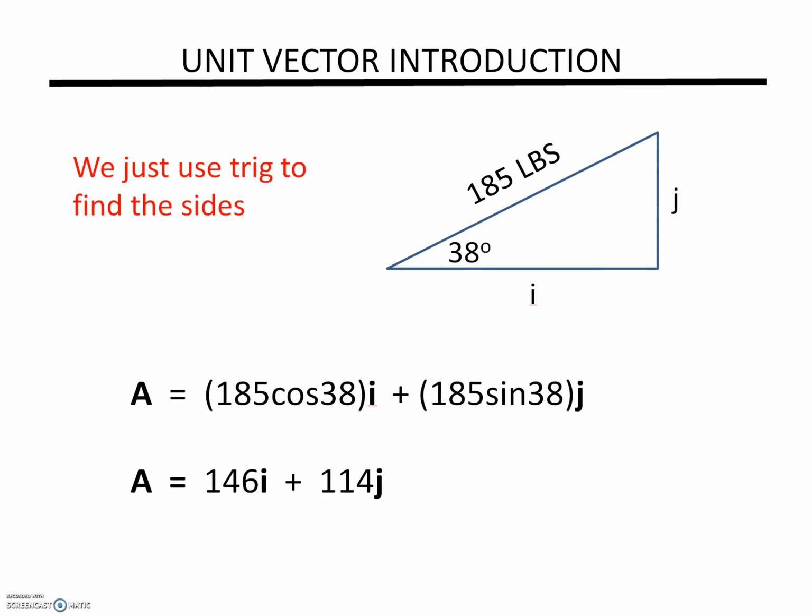And there's just sines and cosines. So the cosine of 38 degrees is the adjacent over the hypotenuse, or 185 times the cosine of 38 gives you the adjacent side, which is i. Likewise, the sine is the opposite over the hypotenuse. So we get 185 sine 38 as j. And so you get 146i plus 114j. And so it's just sines and cosines. We're just looking at 2 dimensions here for now.